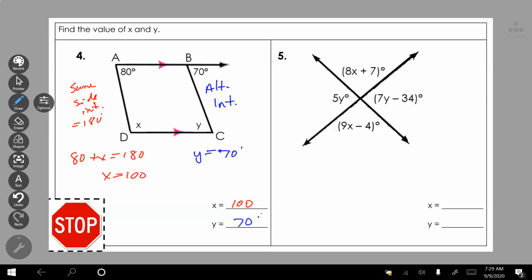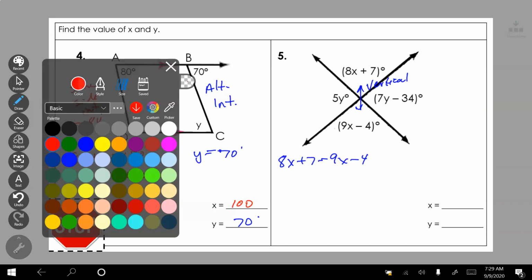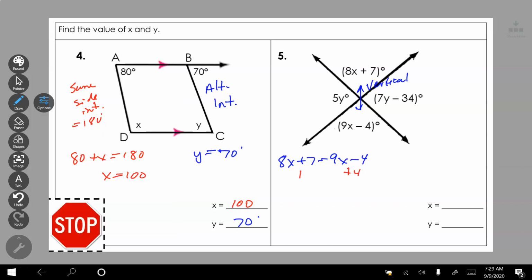That wasn't too bad. Now, when we see this picture, oh, guess what? We just have these two angles here are vertical. 8x plus 7 equals 9x minus 4. I can add the 4, subtract the 8x. I get 11 is equal to x.